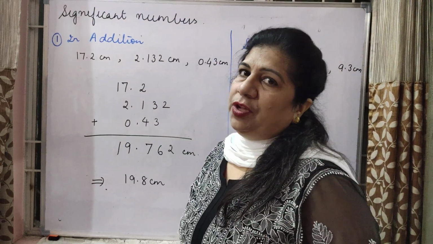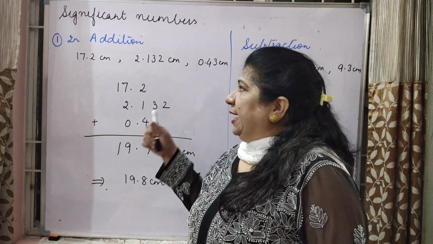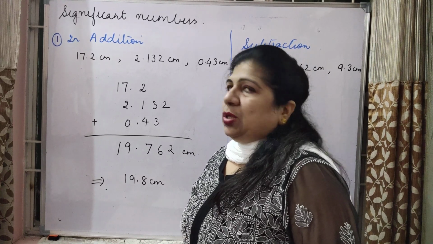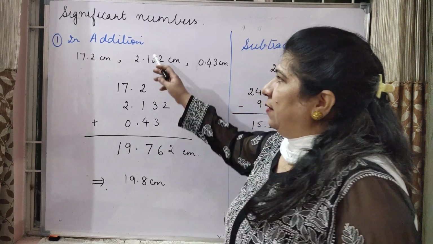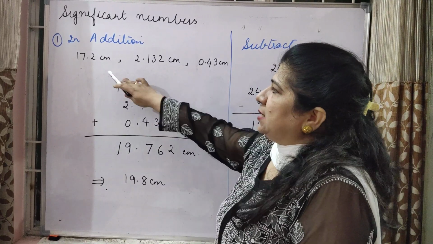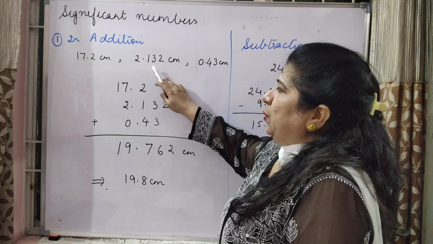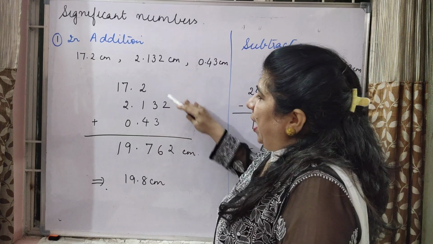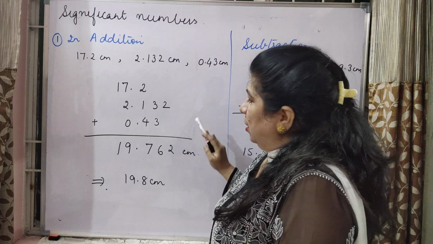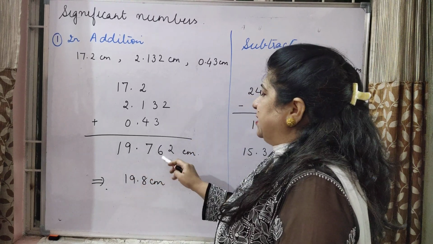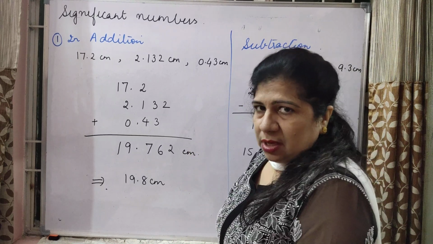Now the application of the rules which I told you on addition, subtraction, multiplication and so on. So simple additions will be done. We are seeing it for the addition. We have three lengths as you see here: 17.2, 2.132 centimeter and 0.43 centimeter. We are arranging the numbers in this way, right? And when we add it up, we get 19.762. This is a simple addition, right?